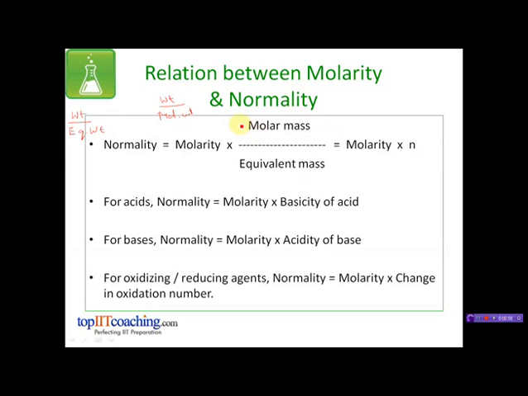Now this term can be written as small n, so we can write, for the sake of simplification, that normality is equal to molarity into n. Now what is this n? This n is different in different cases. For acids and bases, this n is the basicity of acid. So for acids, normality is equal to molarity into basicity of acids. Similarly, for bases, normality is equal to molarity into acidity of base. And for oxidizing and reducing agents, normality is equal to molarity into change in the oxidation number.